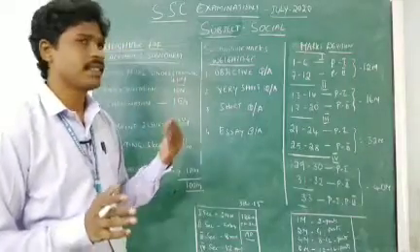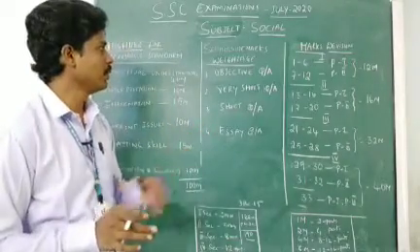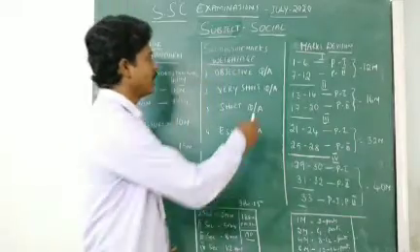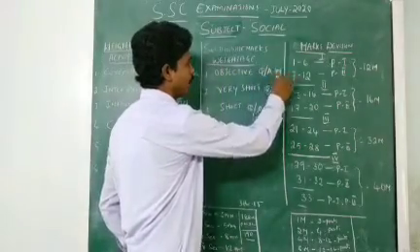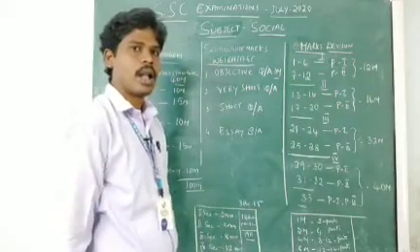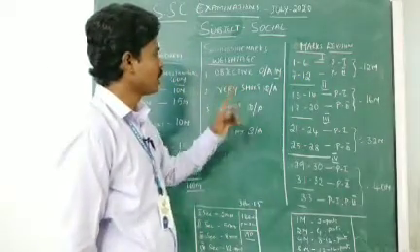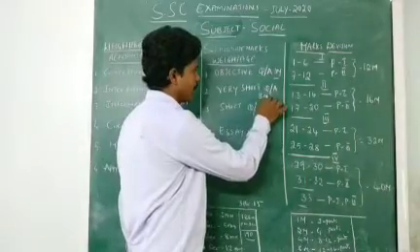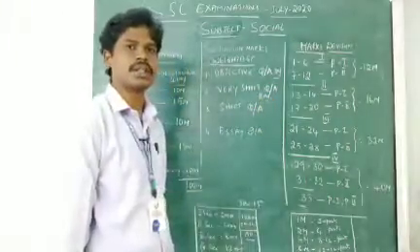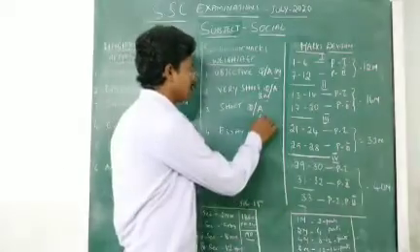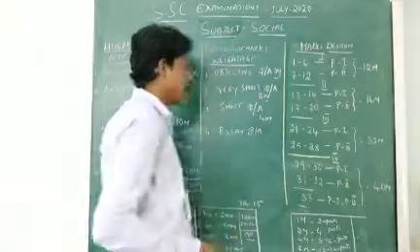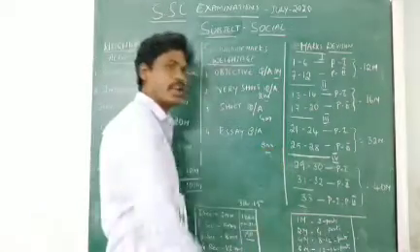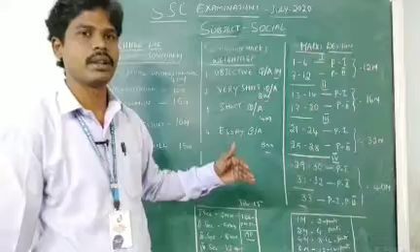So now let us see the allotting of the marks. For the objective type questions, we are going to get 1 mark. For very short answers, we are going to get 2 marks. For short answers, we are going to get 4 marks. And for essays, we are going to get 8 marks. So in this way, the marks are allotted for each section.